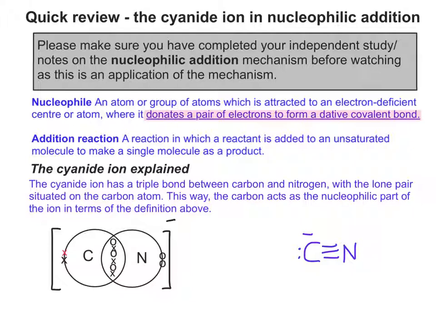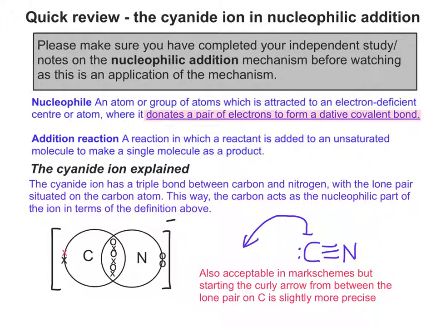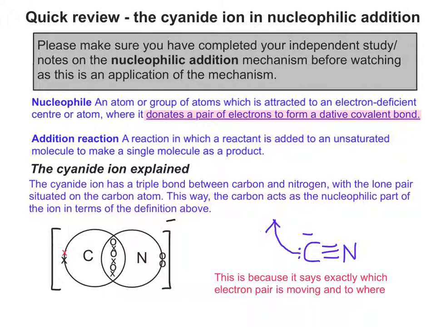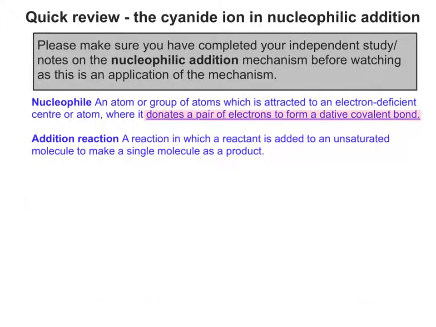And because the carbon carries the negative charge, like we've already said, that means that when you draw your curly arrow, you can also draw it from the negative charge if you wish. So this is also acceptable in mark schemes, but starting the curly arrow from between the lone pair and the carbon is slightly more precise in my opinion. The reason I say this is because it says exactly which electron pair is moving to and where.